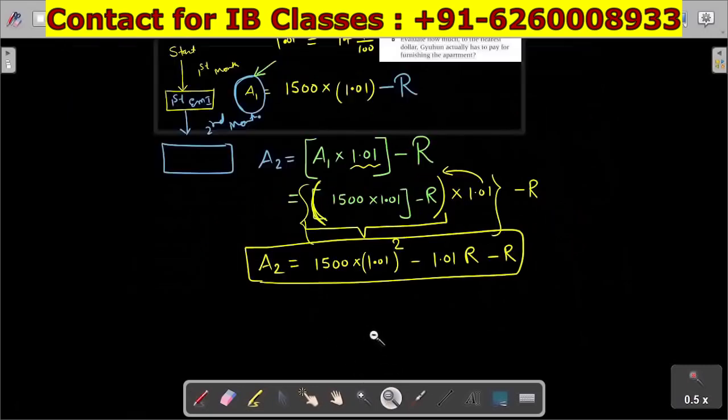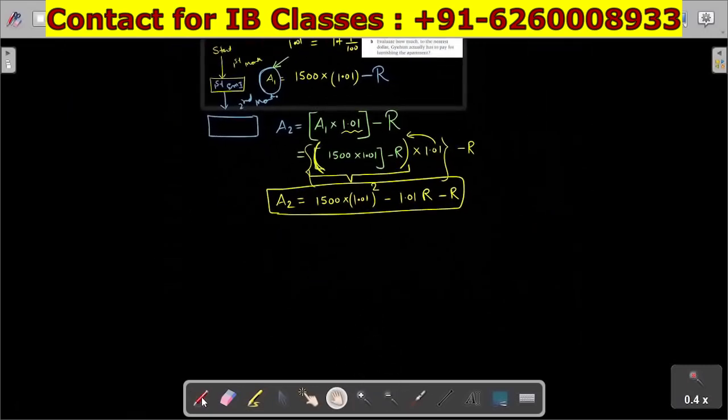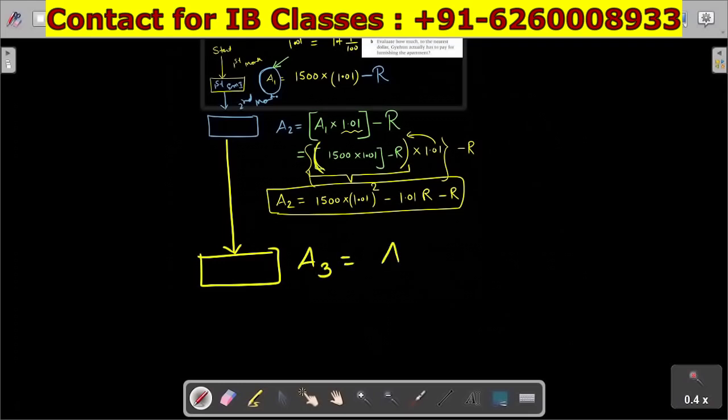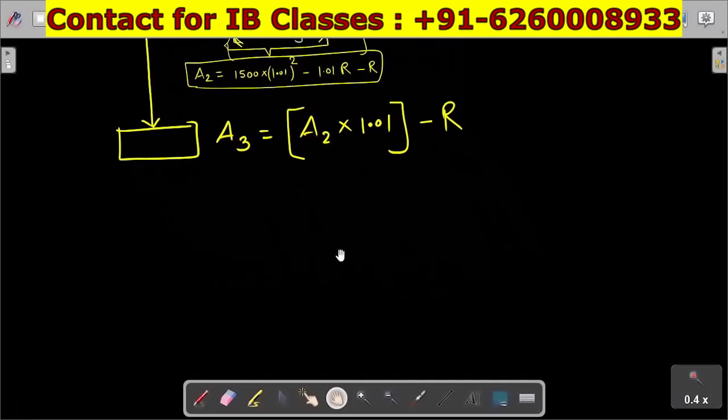What will be the next? After the third payment, what will be the total due? Similarly, it will be A2 into 1.01. This will be the total due, but I will pay something, that is R. So this will be the total due after the third payment.